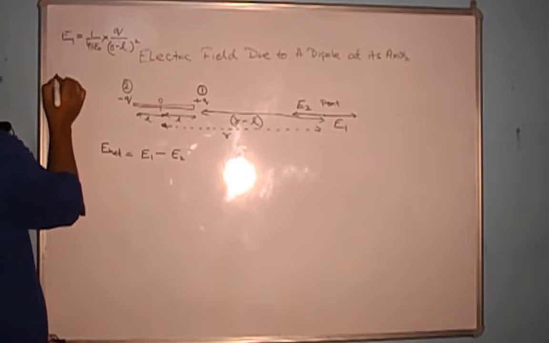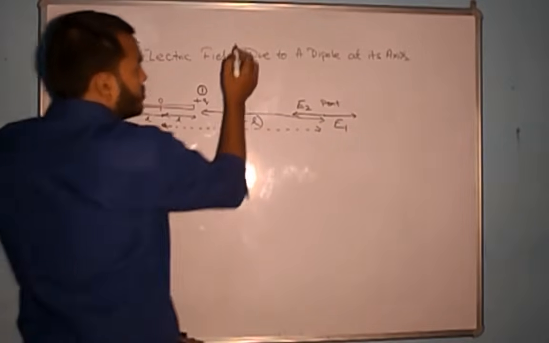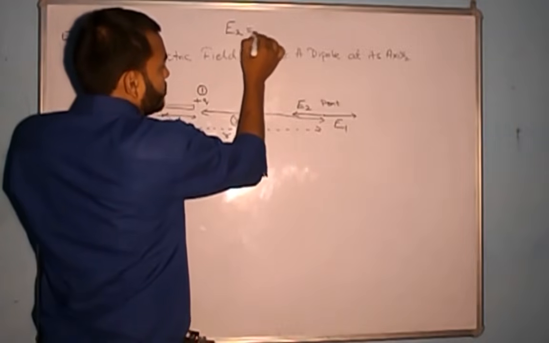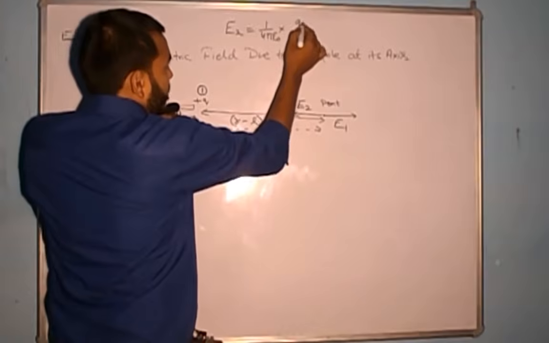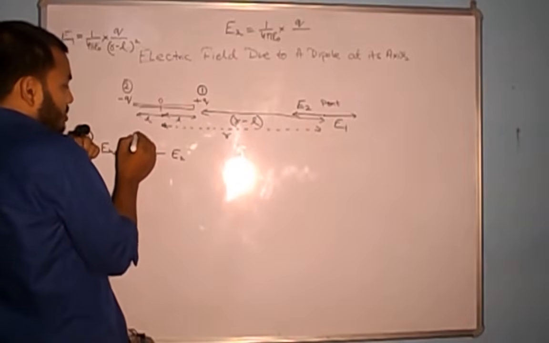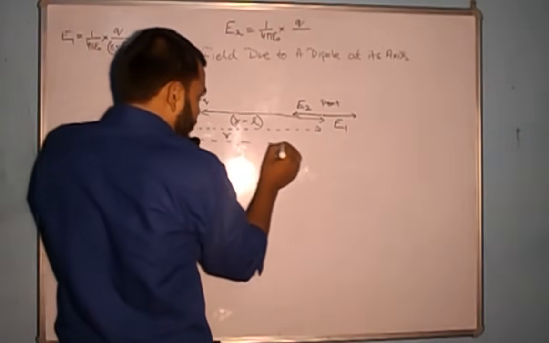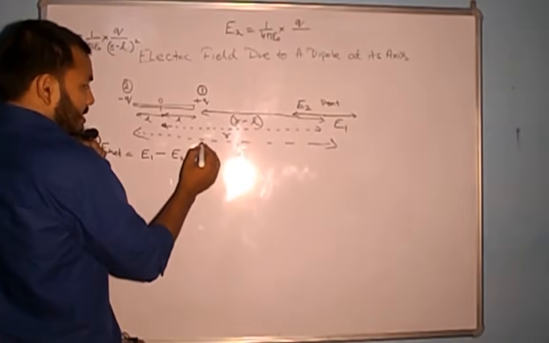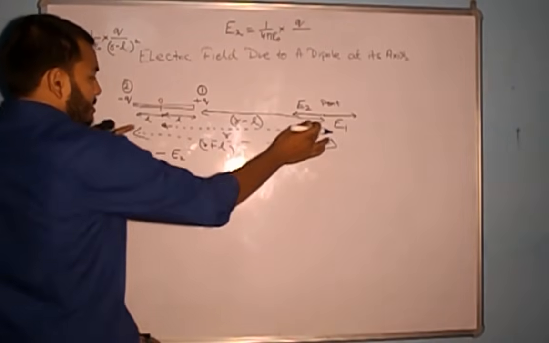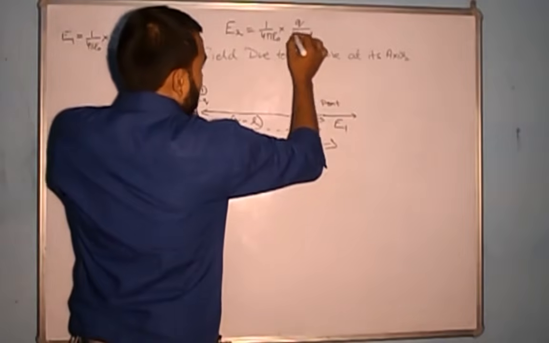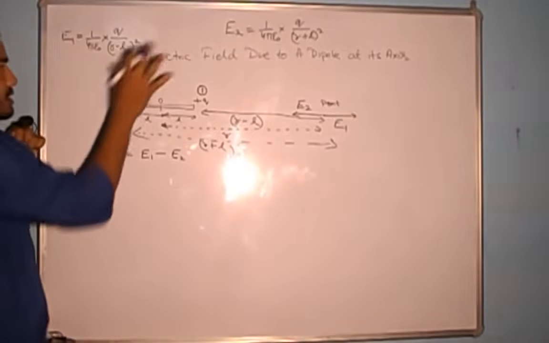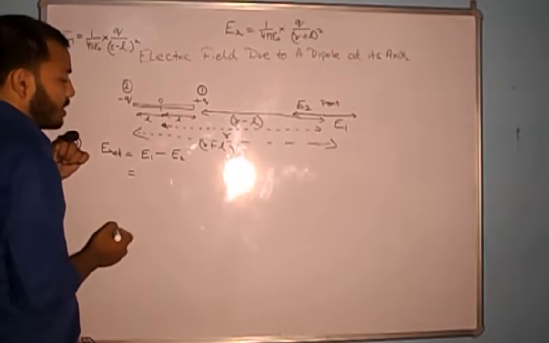What is E2? E2 is the electric field due to the charge minus Q. So let us calculate E2. It will be 1 by 4 pi epsilon naught multiplied by charge upon its distance squared. Now how far is this charge from this point? Yes, it's R plus L. This is R and this is L. So R plus L whole square. So these are the two electric fields due to the point charges.